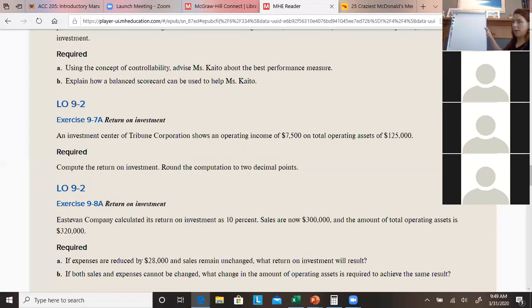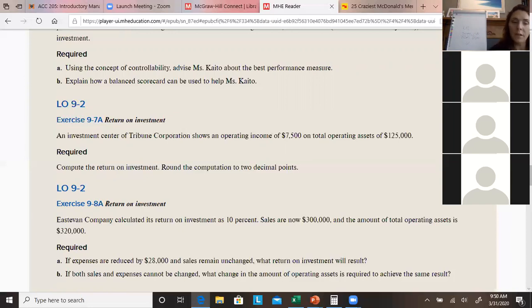So let me know if you cannot see my handy little board here. ROI, and then we have income of $7,500 and operating assets of $125,000. So your ROI is income over assets. So again, income is $7,500 over $125,000. So in this case, your ROI is 6%. So your return on assets is 6%. Is that good? I don't know. It depends on the industry that you're in. All right. Everybody okay with that? Any questions on that? Okay.